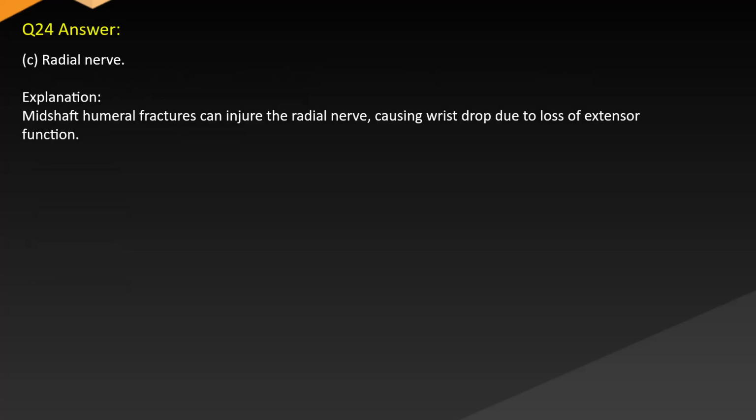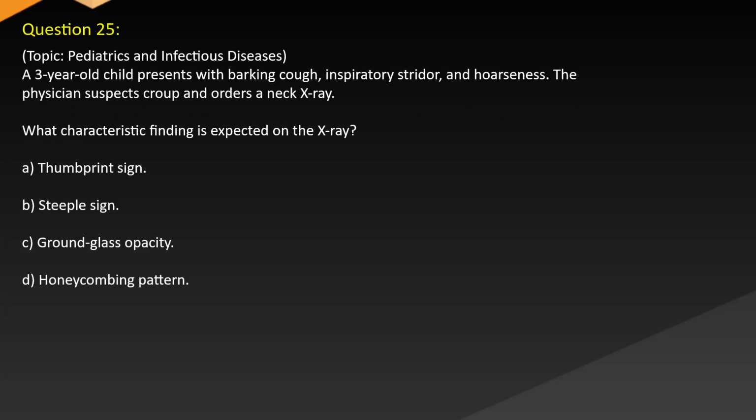Answer: C. Radial nerve. Explanation: midshaft humeral fractures can injure the radial nerve, causing wrist drop due to loss of extensor function. Question 25. Topic: Pediatrics and infectious diseases.